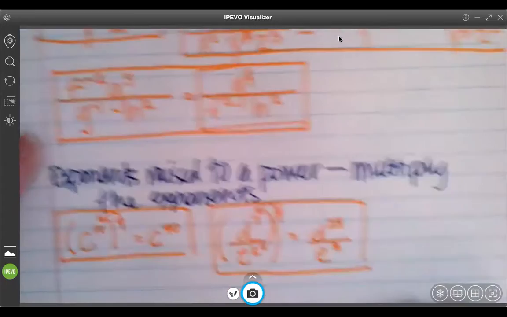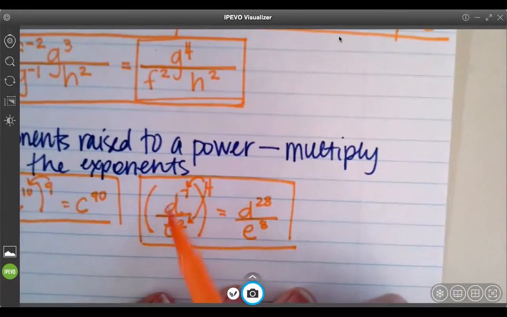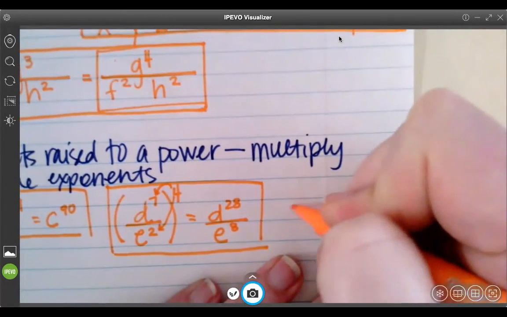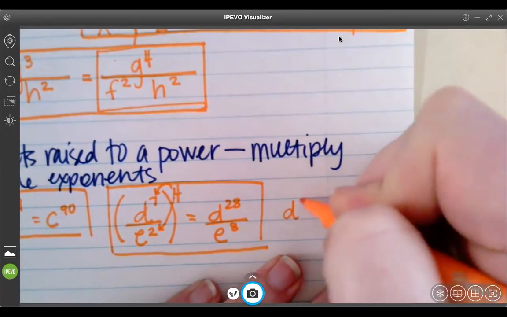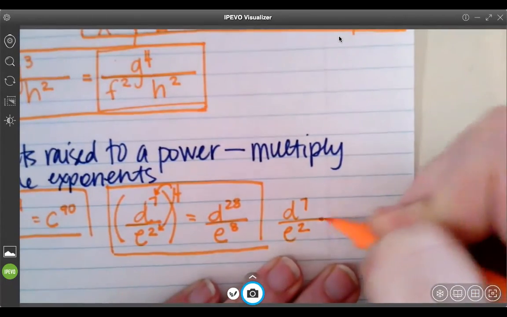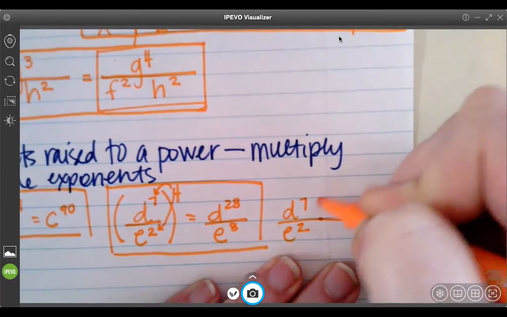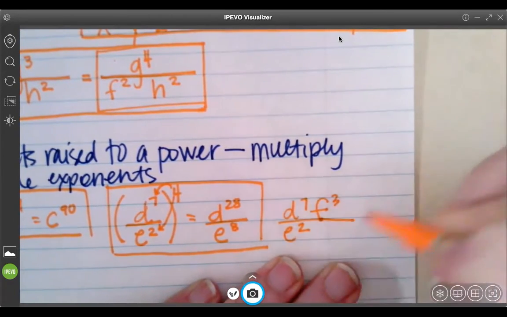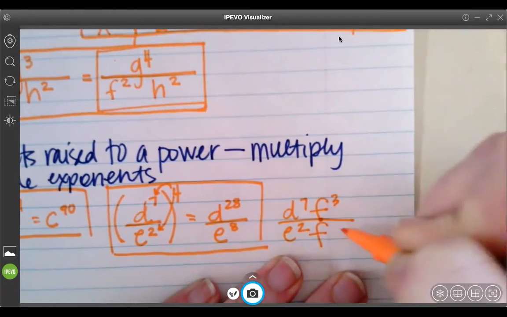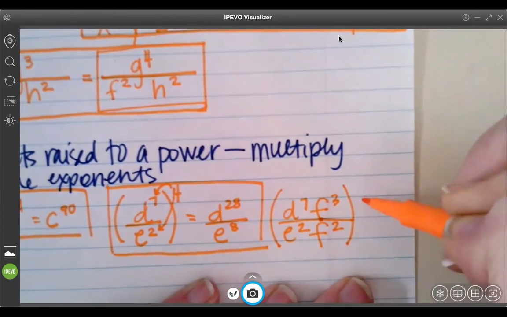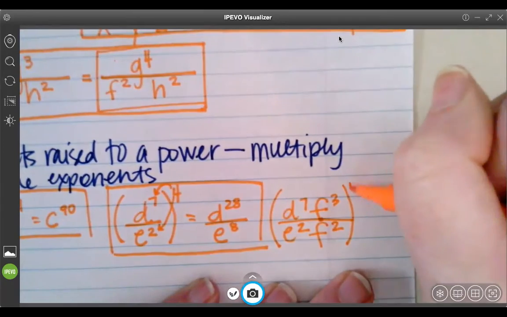On our third example, I want us to have some terms that could possibly combine. So let's do D to the 7th over E squared, and let's put F to the 3rd over F squared right there. And then raise it all. We'll just do the 4th power again.